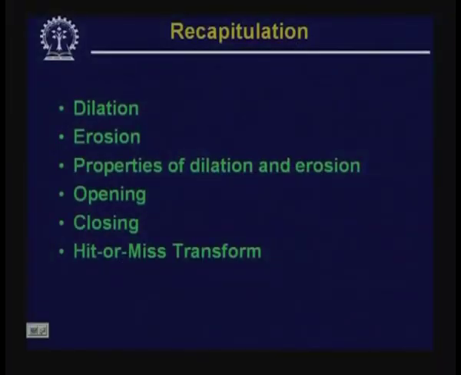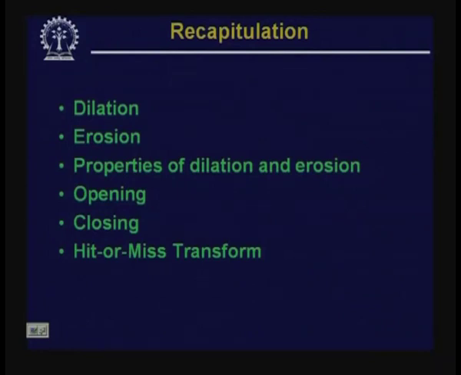object region. And the reverse operation, the morphological erosion operation, tries to remove the spurious noise present in the background region, and at the same time, as a side effect, the erosion operation contracts the object region. That means the area of the object region gets reduced as we apply the erosion operation on a binary image. Then we have also seen some properties of the dilation and erosion operations.